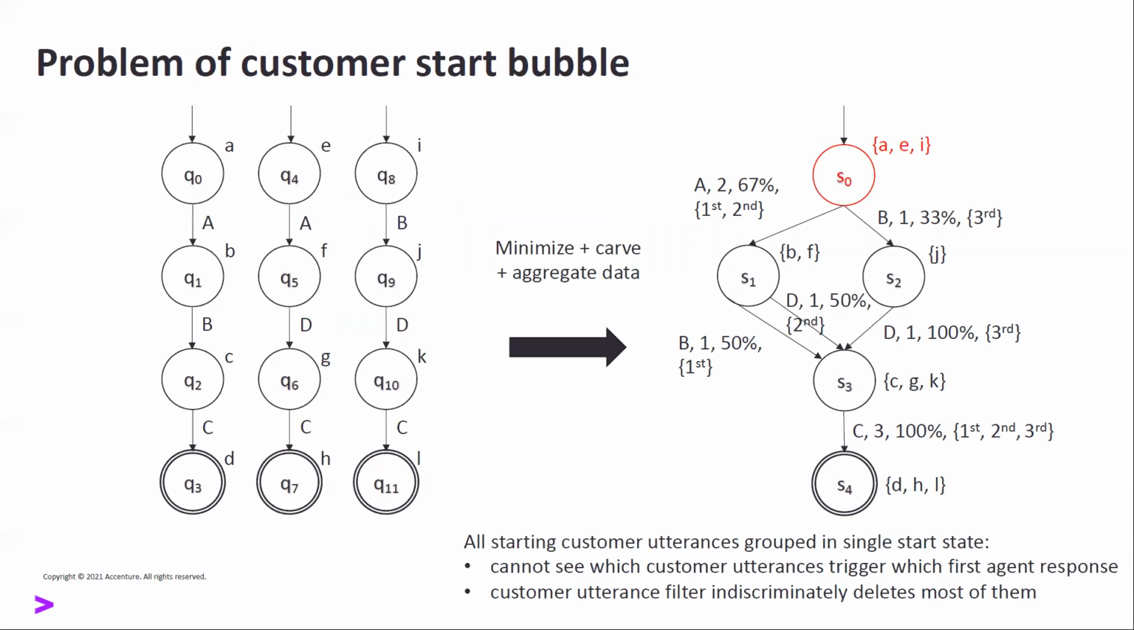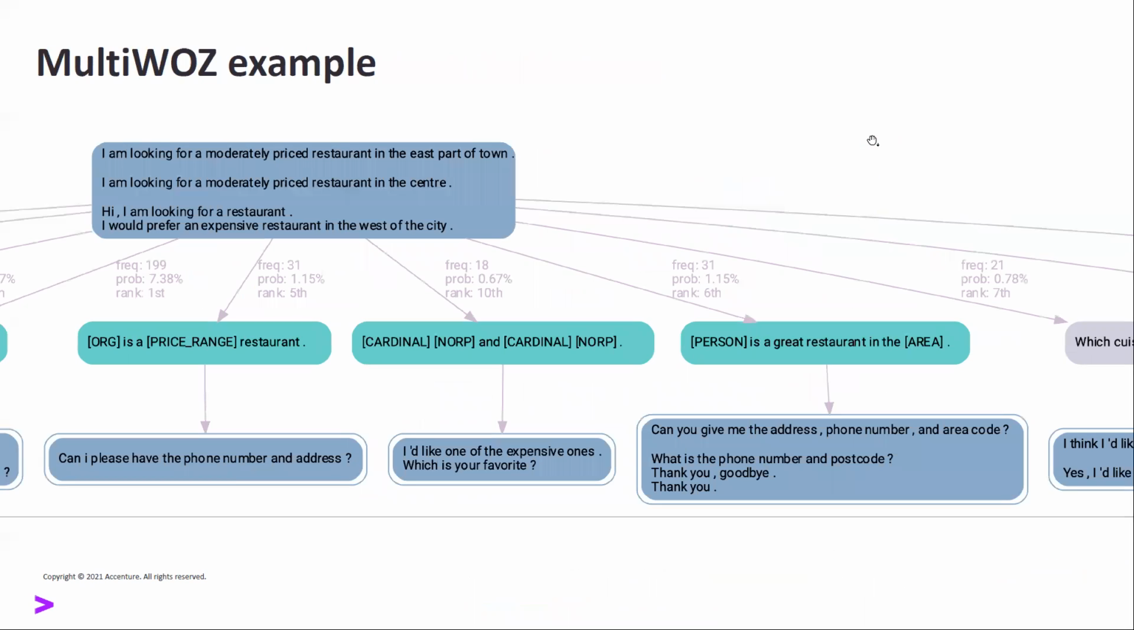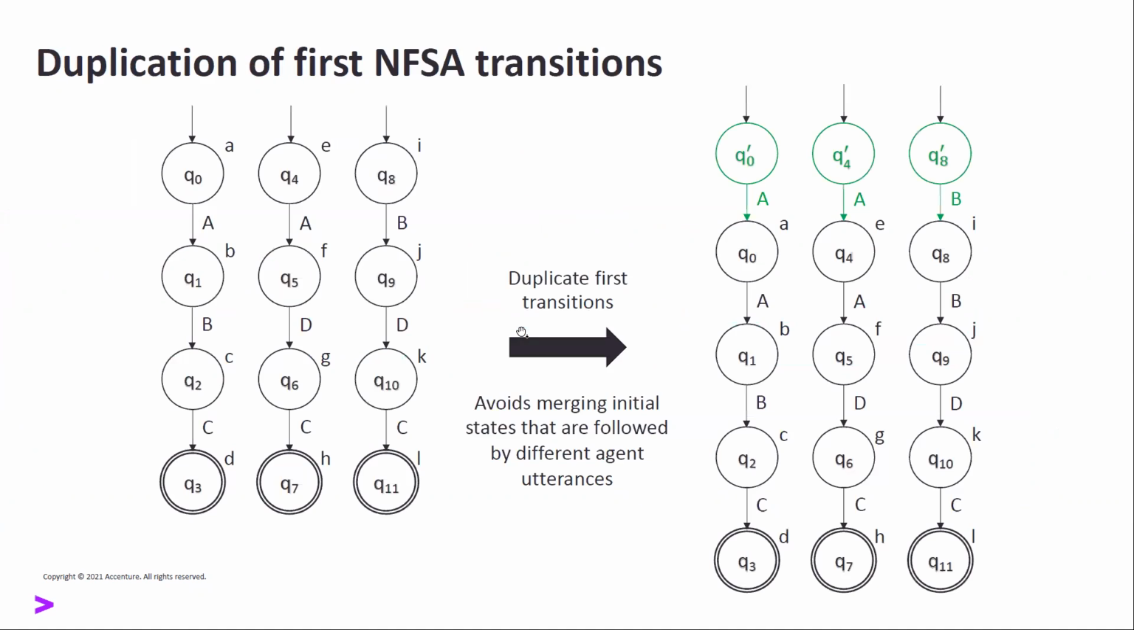Okay, then another problem that we had with this approach is that the way in which we are building this automaton and merging the common paths, all the customer sentences that can be starters of conversations are getting together in one single bubble, resulting in a dialog flow like this. But then we have here several potential first agent sentences, and we don't know exactly which customer sentences did trigger each one of these agent sentences. So we would like to split this customer bubble into groups for each one of these first agent bubbles.